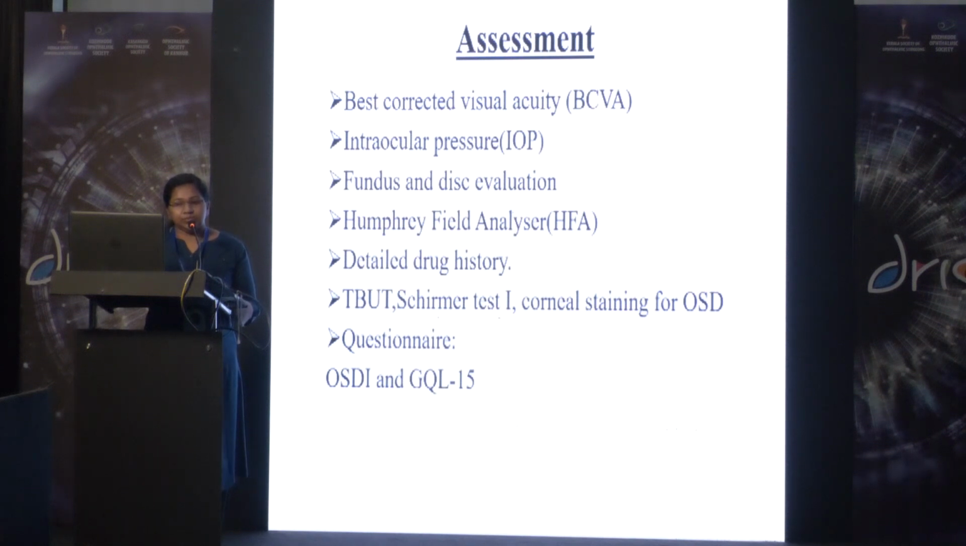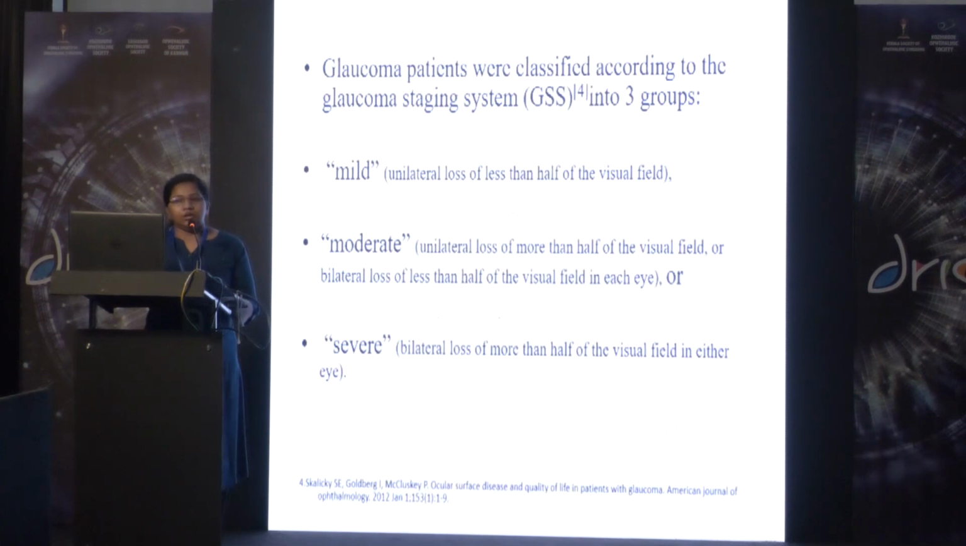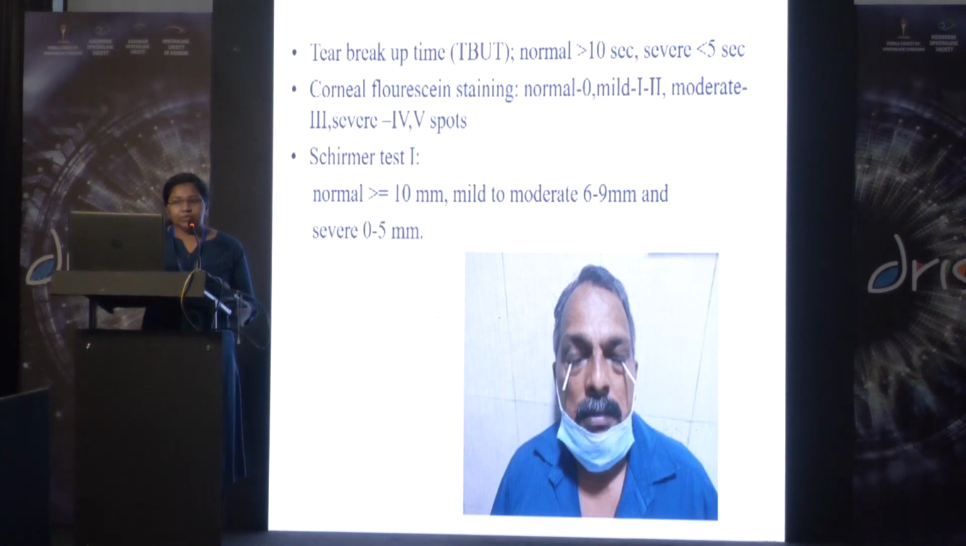Ocular surface disease was evaluated using TBUT, Schirmer test 1, corneal staining, and the questionnaires used were OSDI and GQL15. Glaucoma patients were classified according to glaucoma staging system into 3 groups based on the loss of visual field as mild, moderate, and severe. The tear breakup time was normal if it was more than or equal to 10 seconds and severe if it was less than 5 seconds.